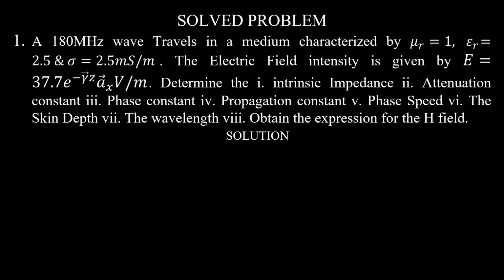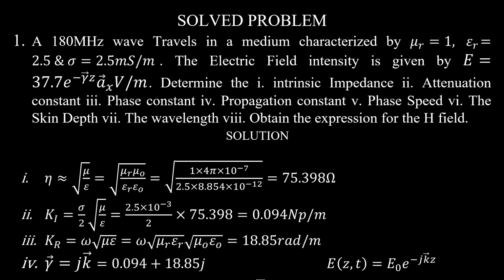We are given this problem to solve, so we are asked to calculate the following from this problem. The first thing we want to see is our intrinsic impedance. So this is going to be our formula. It's just a substitution we made here. So this is our formula for our intrinsic impedance. When we do the substitution here, we are going to have this as our final answer.